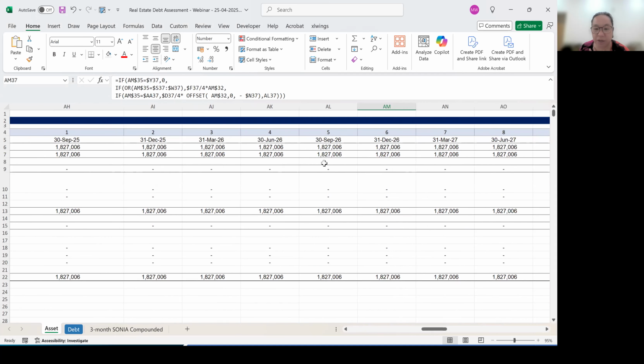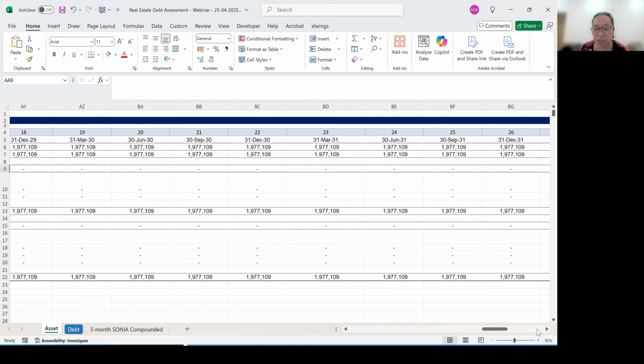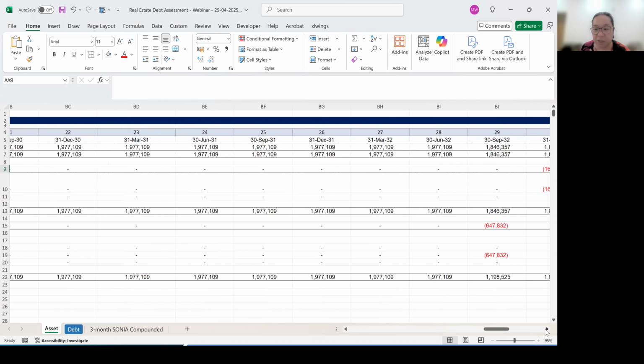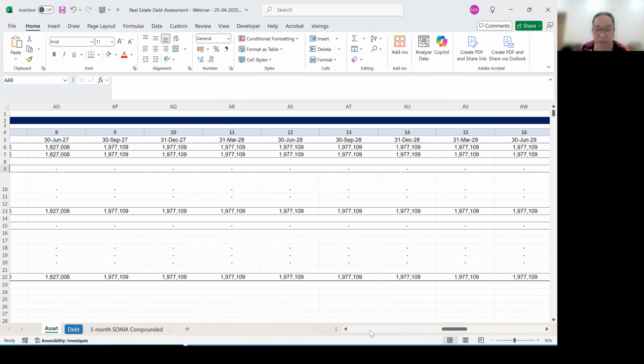And then here we can come up with the asset NOI and the net cash flow, including the capital expenditures, any capex, the purchase price, and also, very importantly, the exit value. Because we need to understand that this amount is what we're going to use to pay back the loan, or the equity that you need to refinance. So these are the main areas of this asset tab.